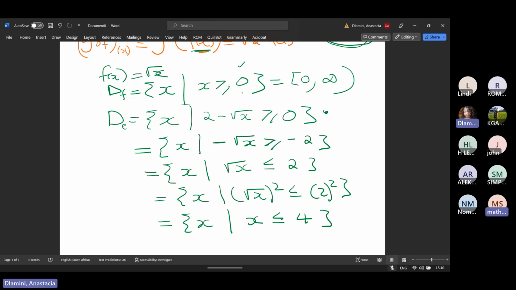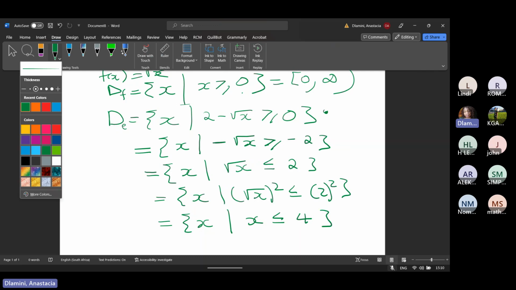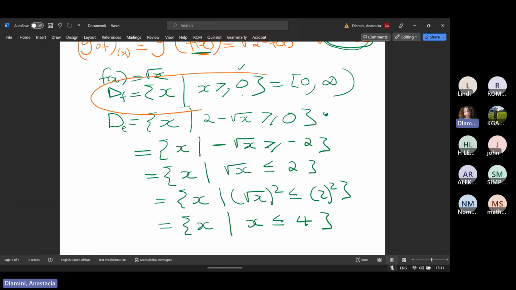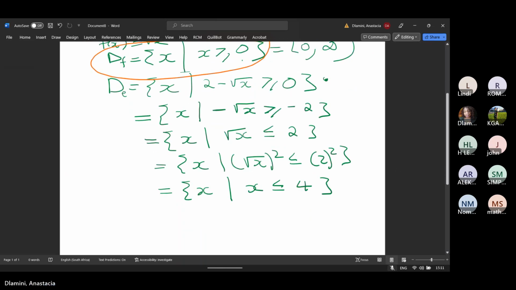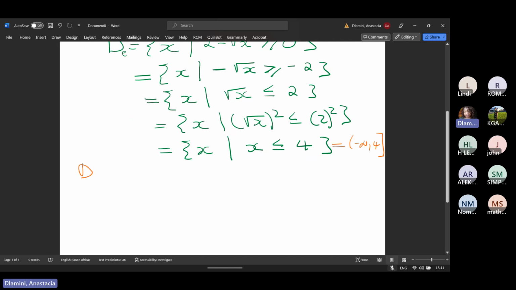You see that now you cannot get away with that other problem, because now these two are no longer the same. Look at this one, the domain of the inside function. Look at that one. In interval notation, this will be negative infinity and 4 included. So now the domain of f is x, an element of the real numbers, such that x is greater or equal to 0. The domain of the expression of the composite function is x less or equal to 4.